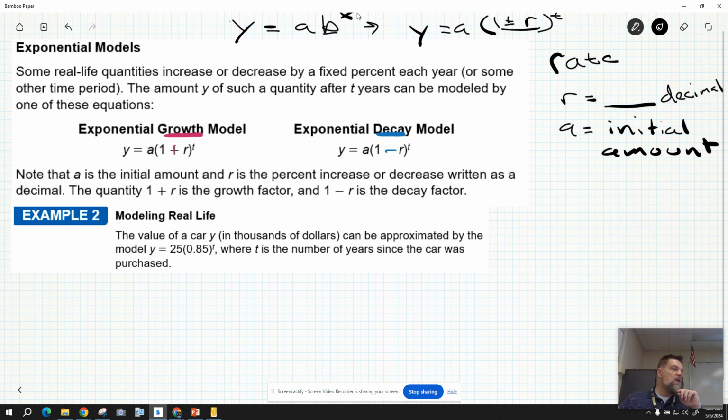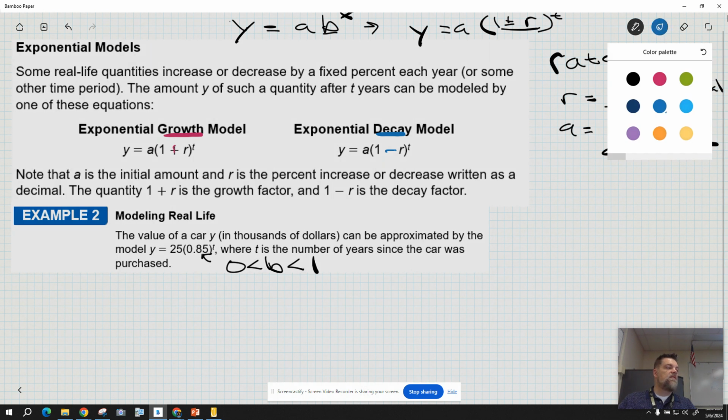It says the value of a car can be approximated by this model: y equals 25 times 0.85 to the t, where t is the number of years since the car was purchased. So what does that mean? Think in terms of b: where does this live? Well, this is less than 1 but greater than 0, right? So what type of exponential model is this? Is this growth or decay? This is going to be a decay.